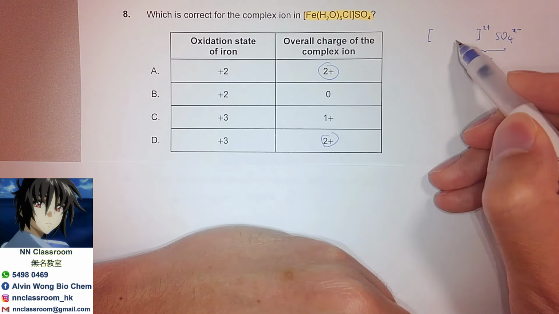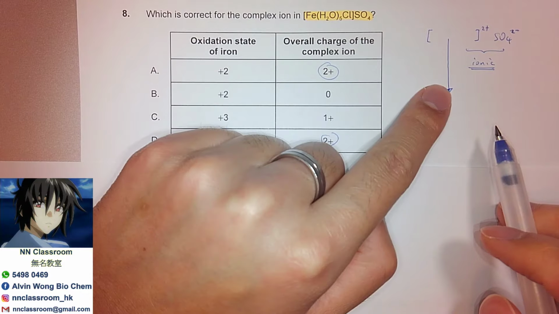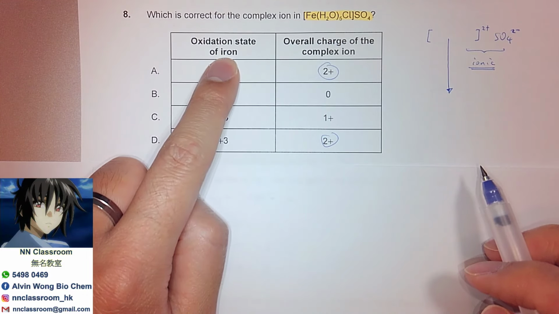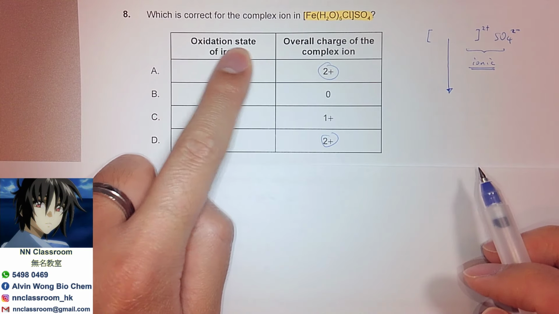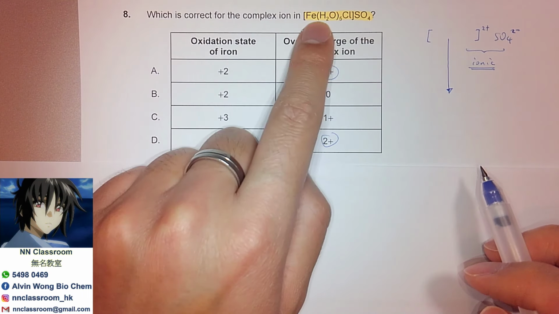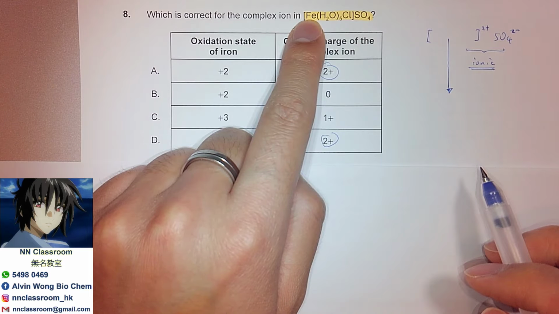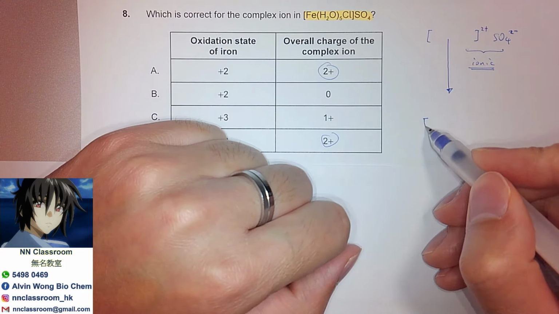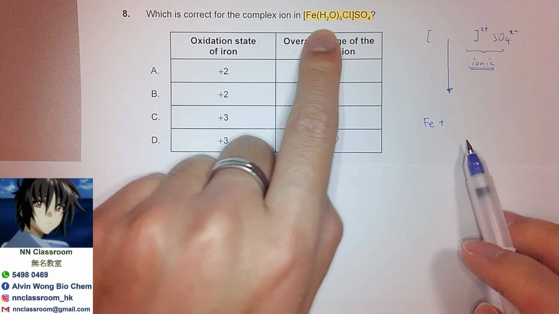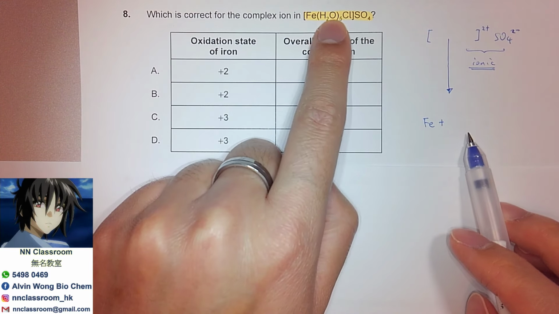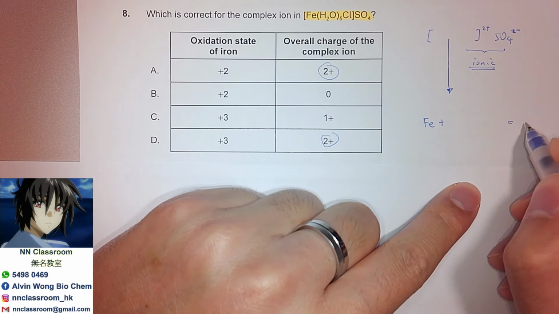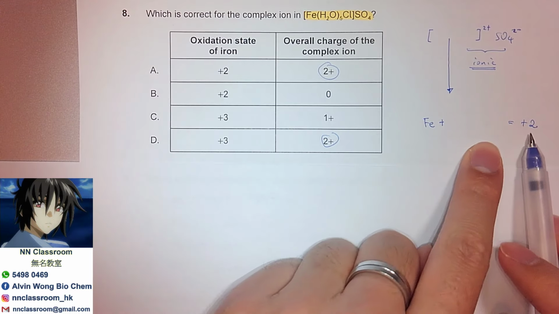So the next step is, within the complex ion, we look further. As we can see, iron, we are now looking for the iron oxidation state, or simply the charge state. For iron, how do we decide? First of all, we decide the overall to be 2+. So the charge of iron plus the remaining charges, the remaining oxidation states, will add up to +2. So this is the deduction.